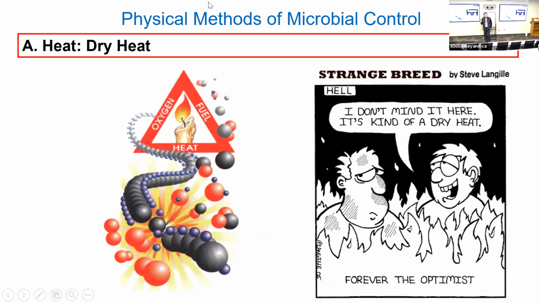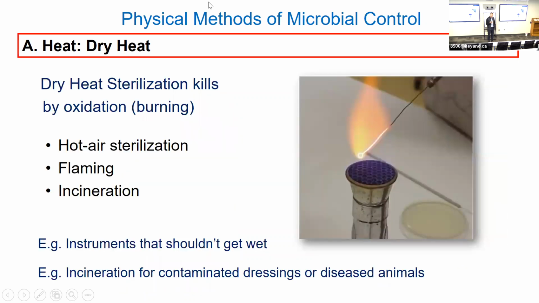Okay, so what about for things that cannot get wet? Okay, that is for actually quite a number of things. We can use a dry heat, and there's different methods of dry heating. I think I have them on the slide here. So some things are sterilized outright by flaming.